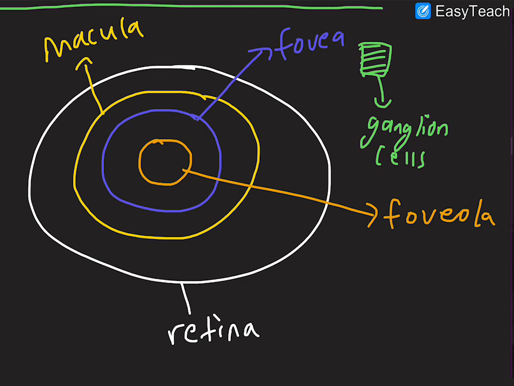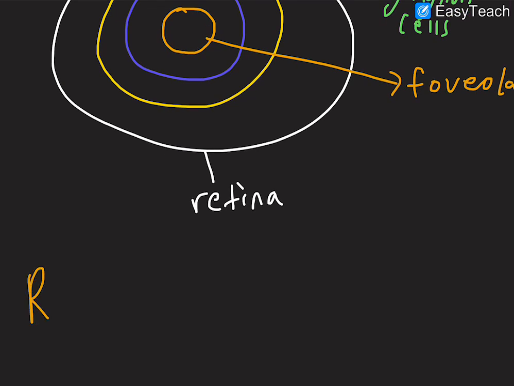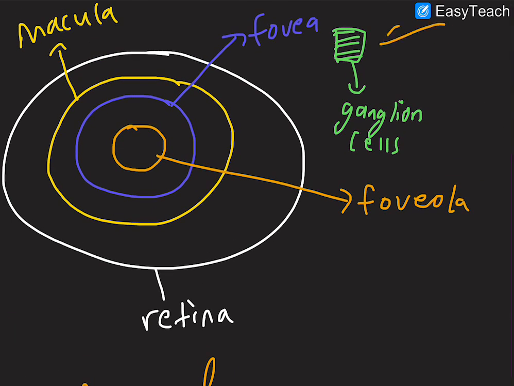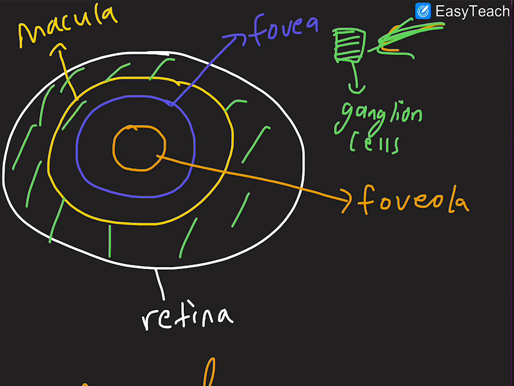So remember, in your retina, you have ganglion cells, retinal ganglion cells, okay? I'm going to represent these ganglion cells with the color green. So let's say this is our retina, so we have our ganglion cells, and then inside your macula, you have your ganglion cells. Then inside your fovea, we have ganglion cells, right?